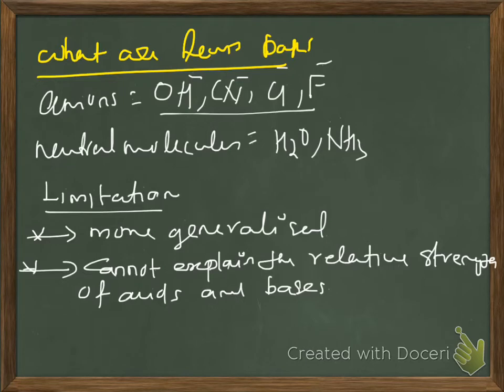Derivatives of ammonia means organic amines, CH3NH2, and like that. Primary amine, secondary amine, or tertiary amine. All the amines contain a lone pair, and there are lots of compounds. There are lots of neutral molecules having lone pairs. All of them can act as Lewis bases, as they are capable of donating lone pairs.